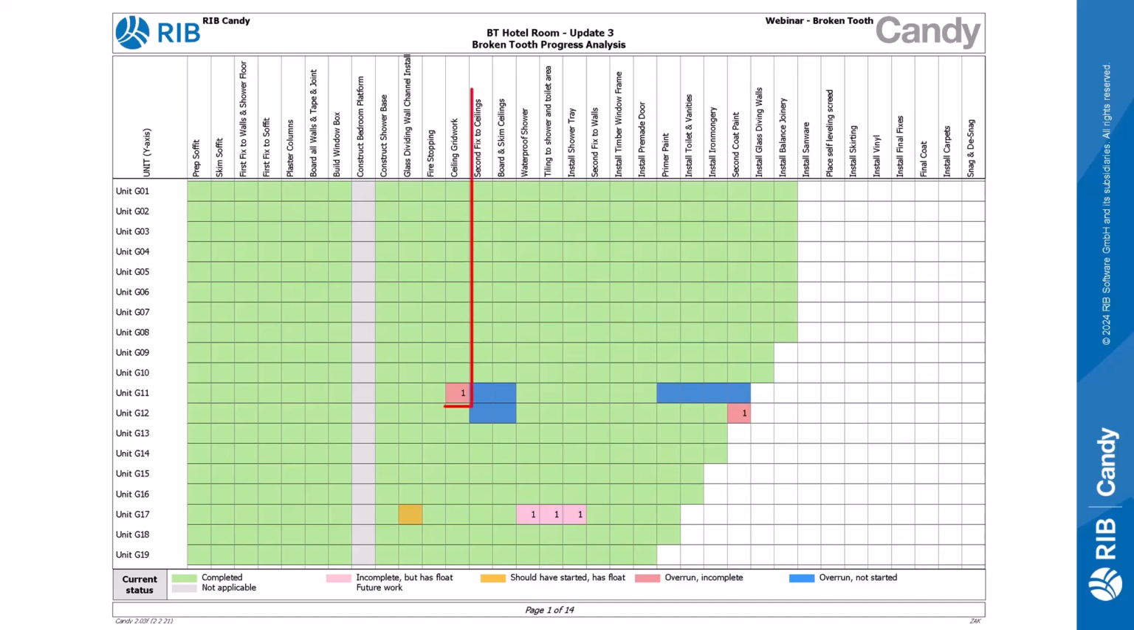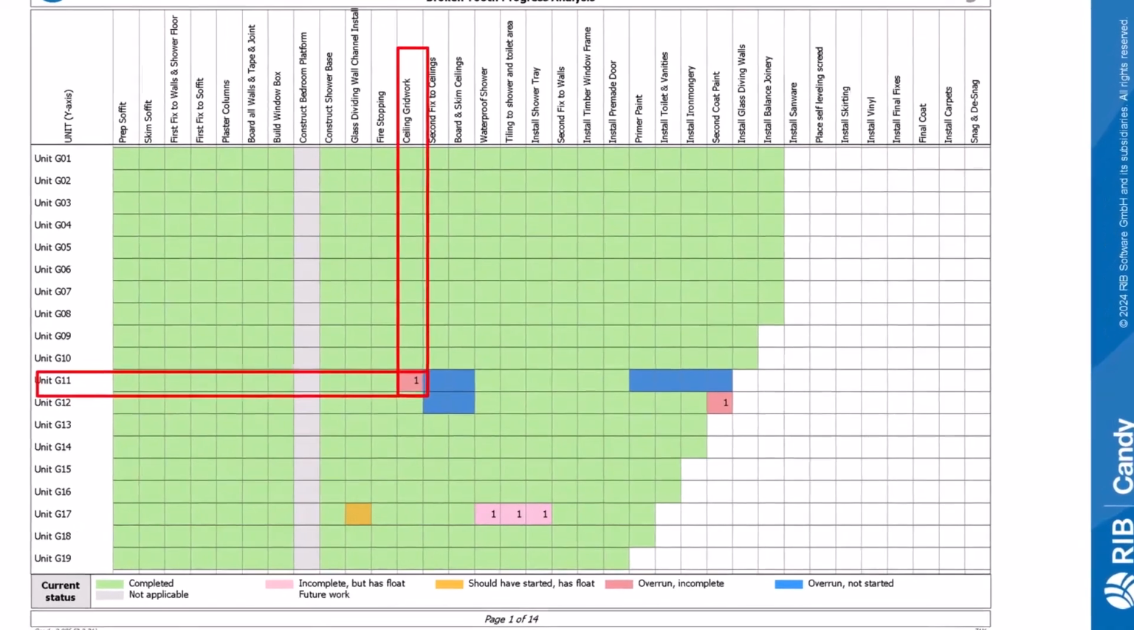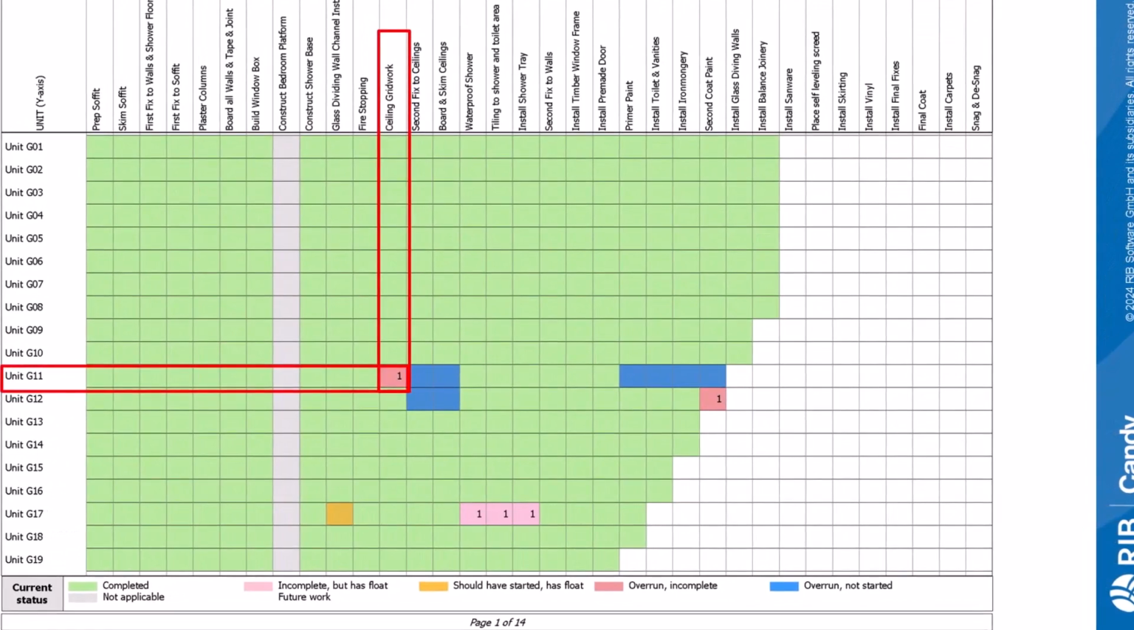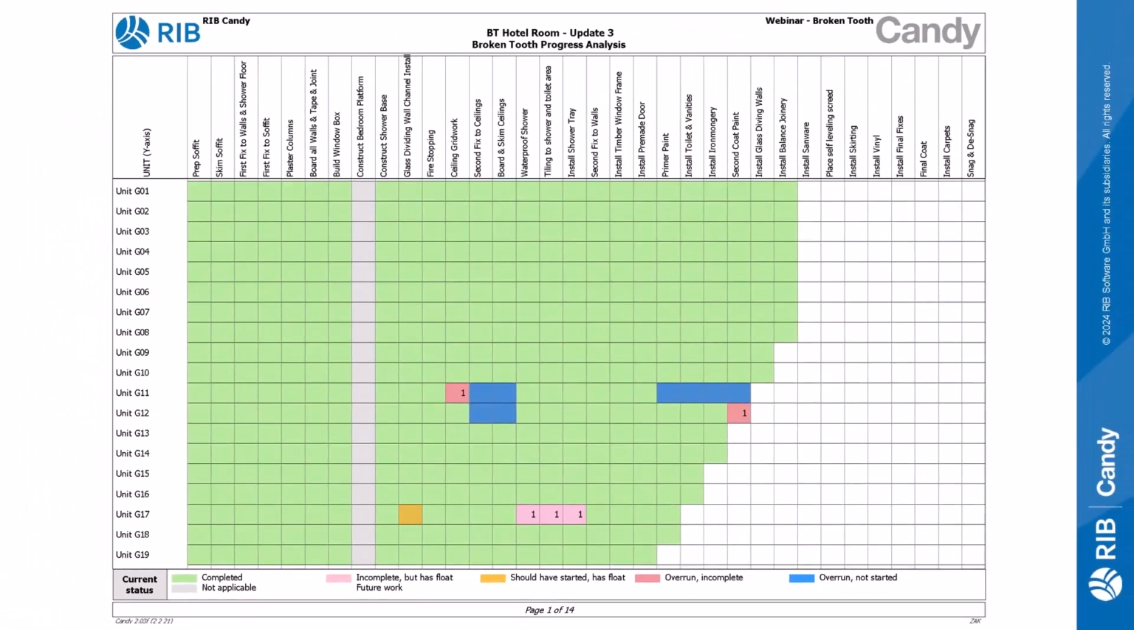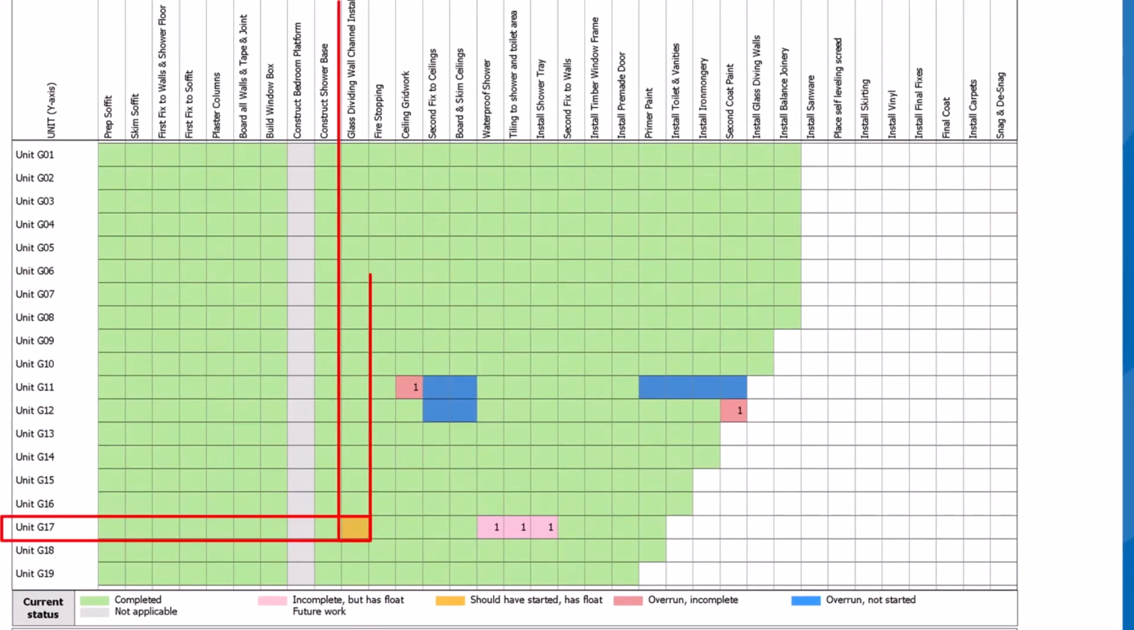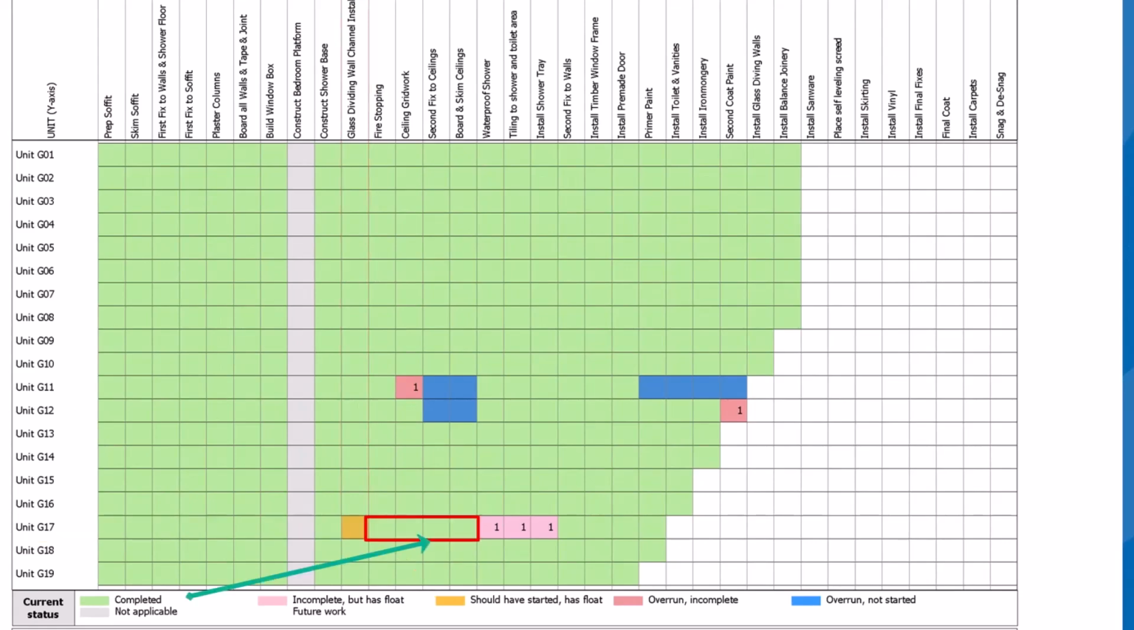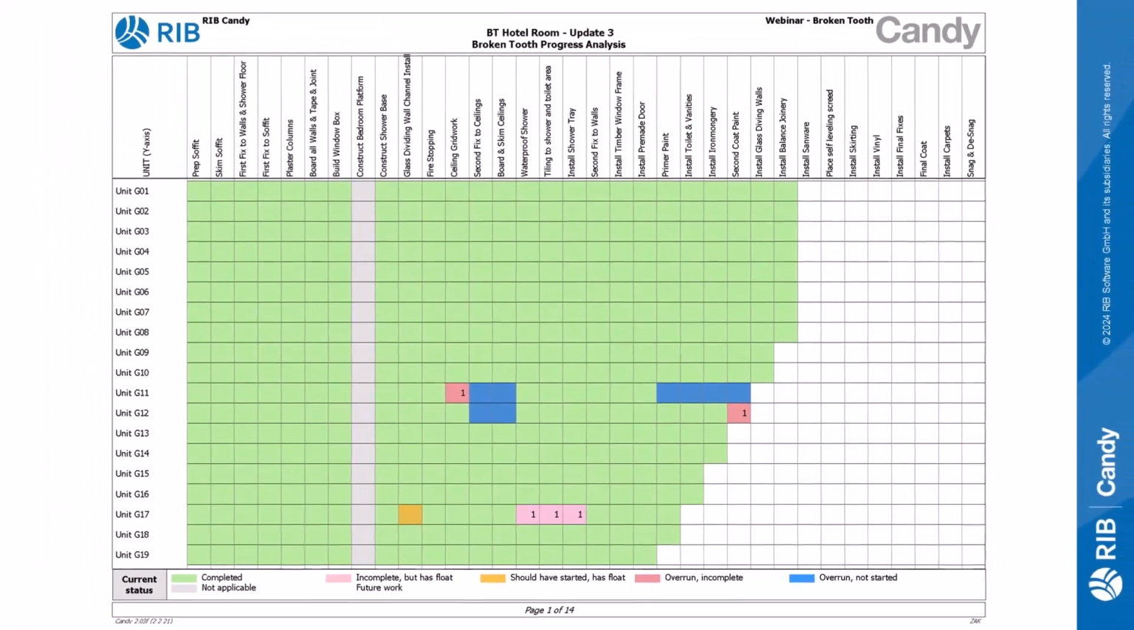For example, the trade ceiling grid work for unit G11 is not completed yet. It has 1 day remaining and is behind program and affecting the critical path. For unit G17, the glass dividing walls has not commenced yet, but some of the successor activities are already complete, an indication that some of the work commenced out of sequence to minimize the delay. You can also see that the ceiling trades, which is on a critical path in unit G11, has also been delayed. Notice that the bedroom platform installation, only available for the penthouse rooms, is not applicable in the ground floor rooms and therefore grayed out.